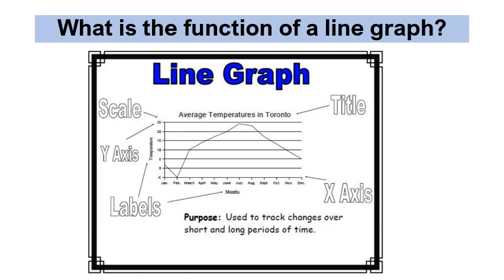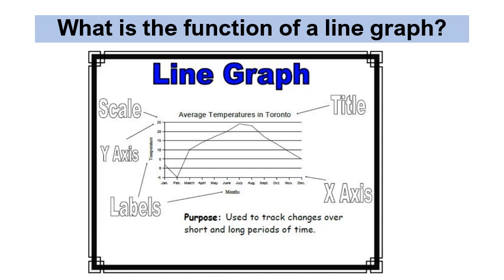So we'll begin with deconstructing a line graph. What is the function of a line graph? Line graphs are used to track changes over short and long periods of time. On the image you see labels, and to go with them clockwise you have the title, the average temperatures in Toronto.